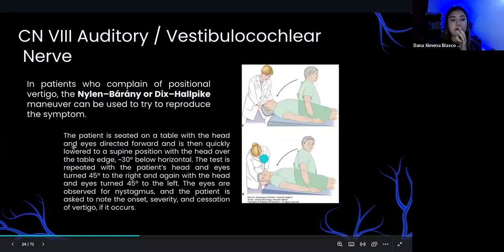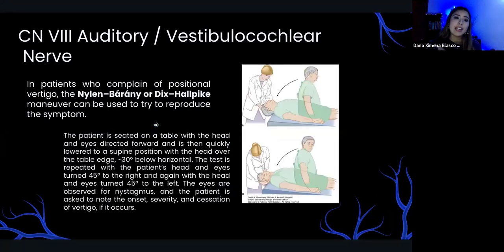Now, maybe a patient is complaining about having vertigo or nystagmus. So we're going to use two techniques: the Nylen-Barany or the Dix-Hallpike maneuver. These maneuvers can be used to try to reproduce the symptom. We're going to try to reproduce the vertigo in our patient.